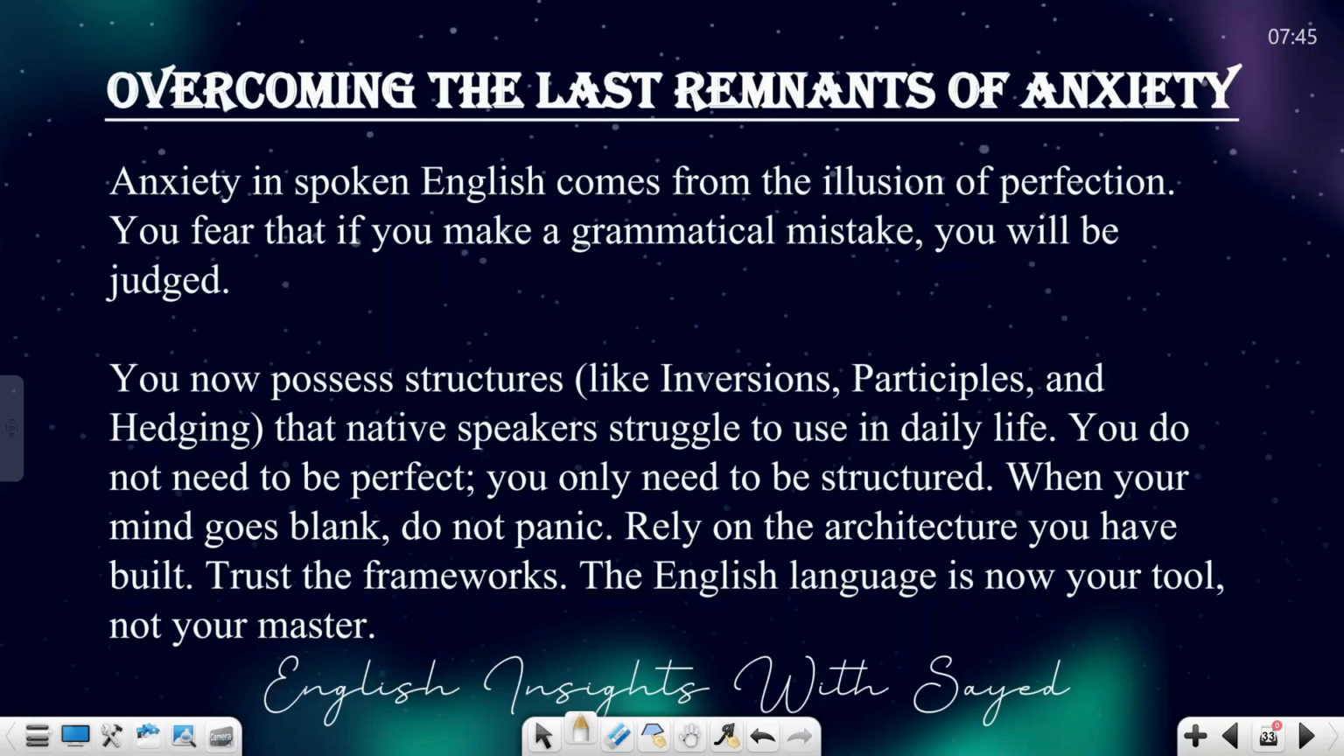When your mind goes blank, do not panic. Rely on the architecture you have built. Trust the frameworks. The English language is now your tool, not your master.